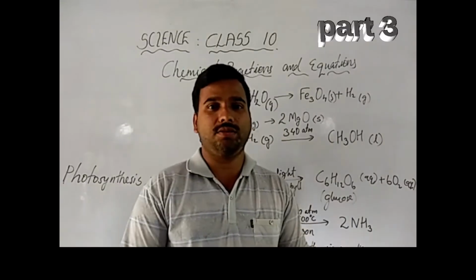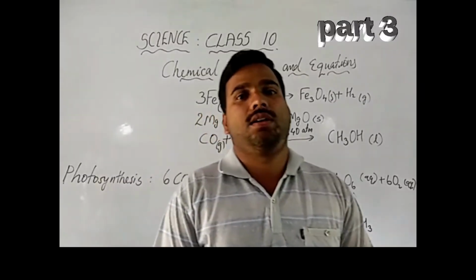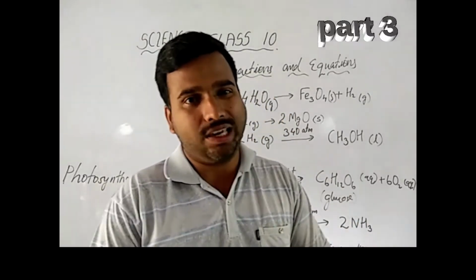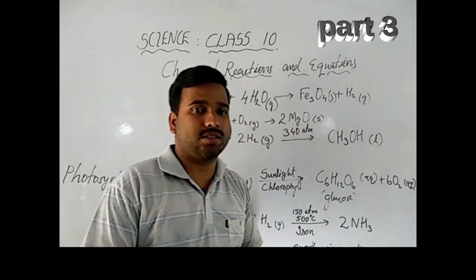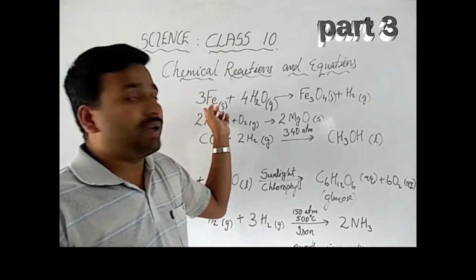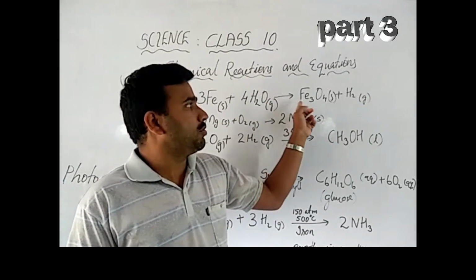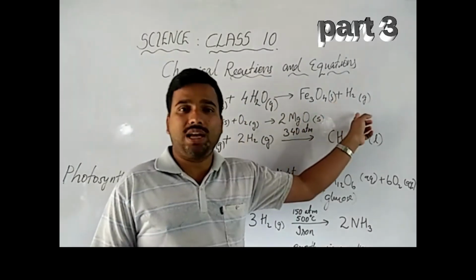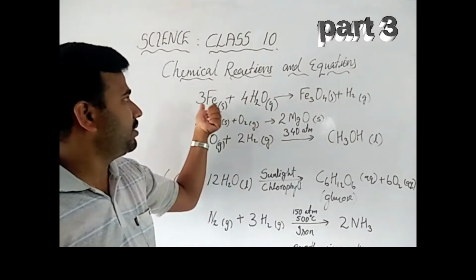Hello dear students. In today's video we are going to discuss what information we obtain from a balanced chemical equation. In the previous videos we have already discussed how to balance a chemical equation. See, in a balanced chemical equation just like this, 3Fe plus 4H2O reacts to give Fe3O4 plus H2. So in this equation, see here what is happening.